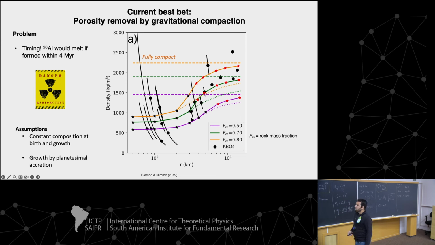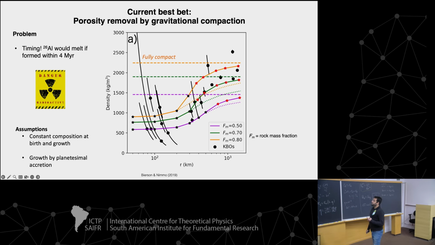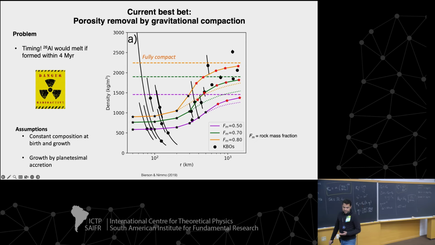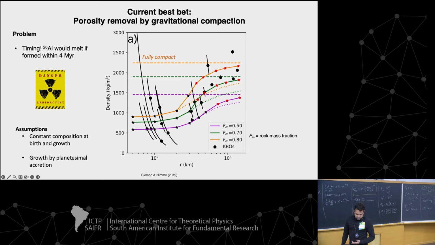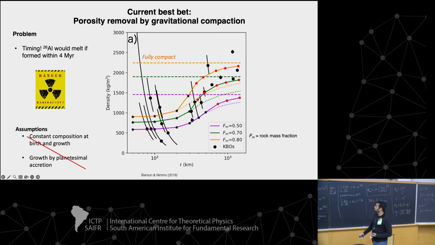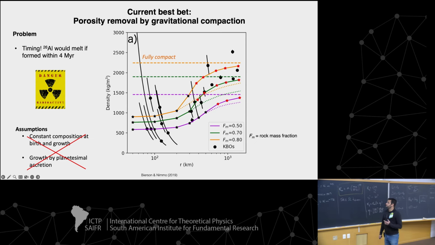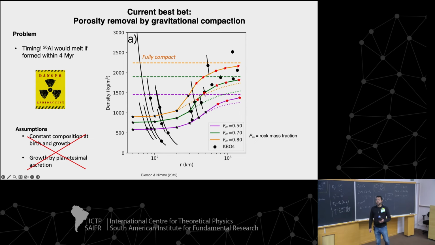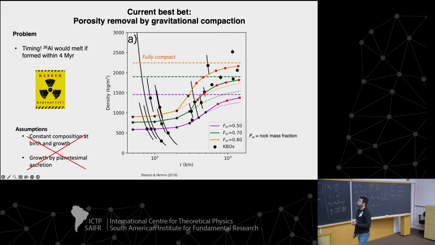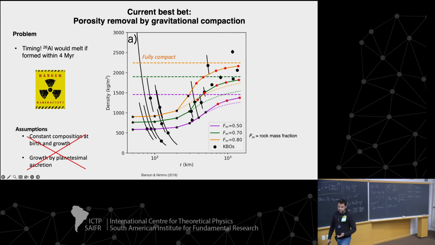So what are the assumptions that are going in here? That you have a constant composition at birth and growth, and the growth in this case is done by planetesimal accretion. So these are the things that we are going to attack here. We are going to do away with these assumptions, both a constant composition and also that the growth is by planetesimal accretion. Let's see what we get if we try to grow these things by pebble accretion instead.